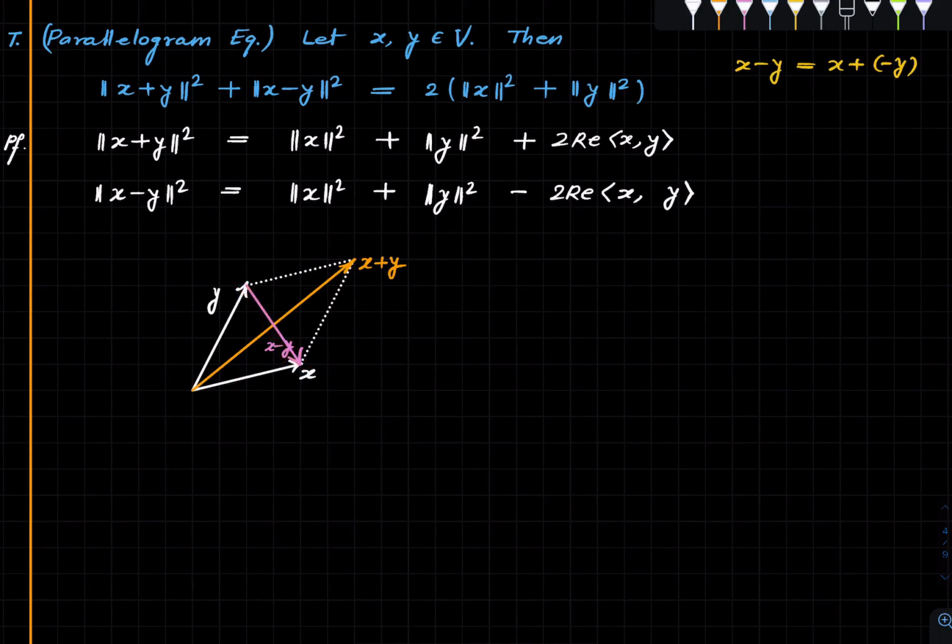So the proposition is just saying that you take the sum of the squares of the length of the diagonals, or you take the sum of the squares of the sides. It's the same thing. And this is a purely two-dimensional fact, so you can prove it using Euclidean geometry also, just high school Euclidean geometry. So that's the geometric meaning of the proposition. It's saying something about a parallelogram, and hence it is called the parallelogram equality.